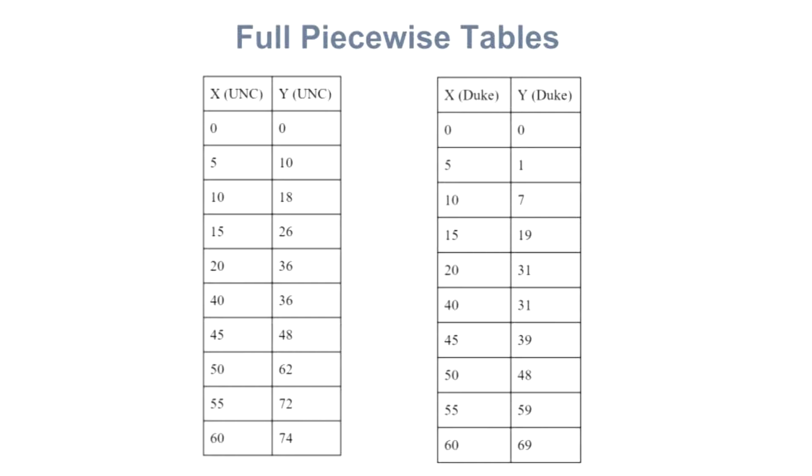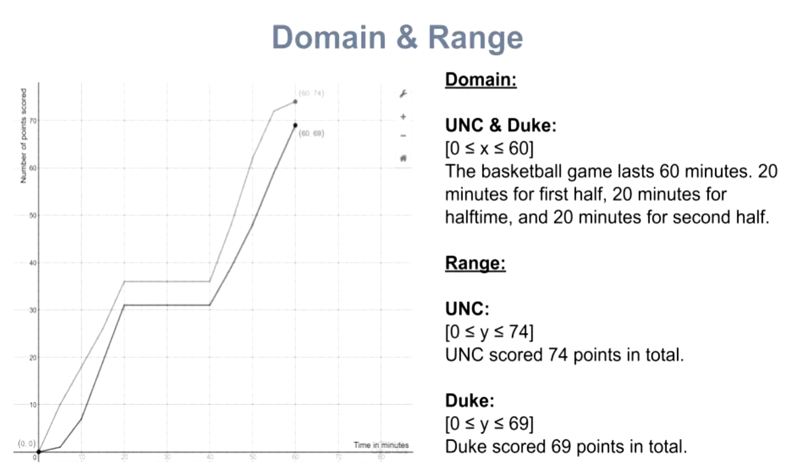This is the piecewise table for both UNC and Duke. It shows the points that I used to graph out my piecewise function. The domain for both UNC and Duke is from 0 to 60 because the basketball game lasted 60 minutes, where there are 20 minutes for the first half, 20 minutes for halftime, and 20 minutes for the second half.